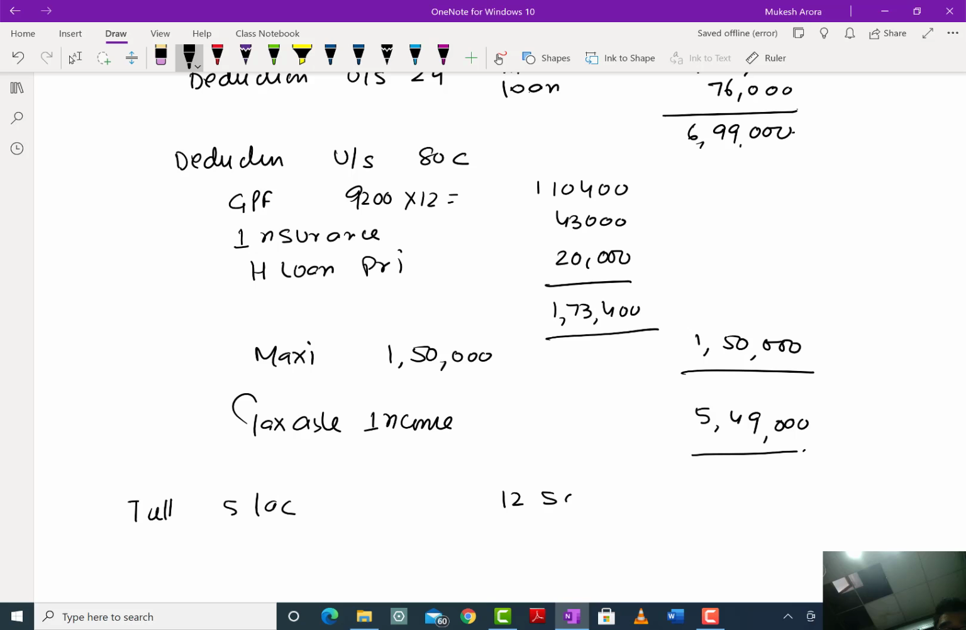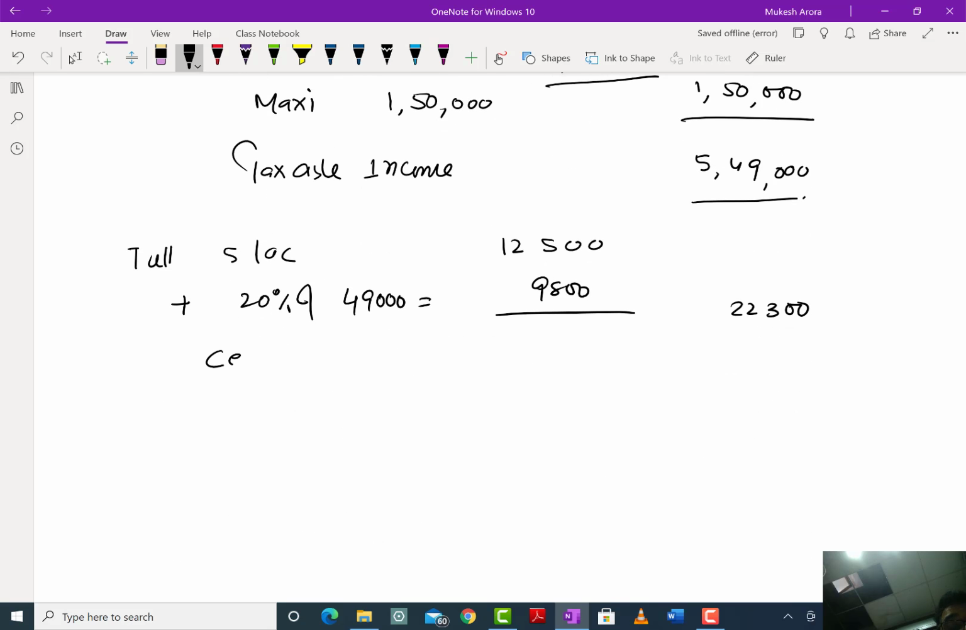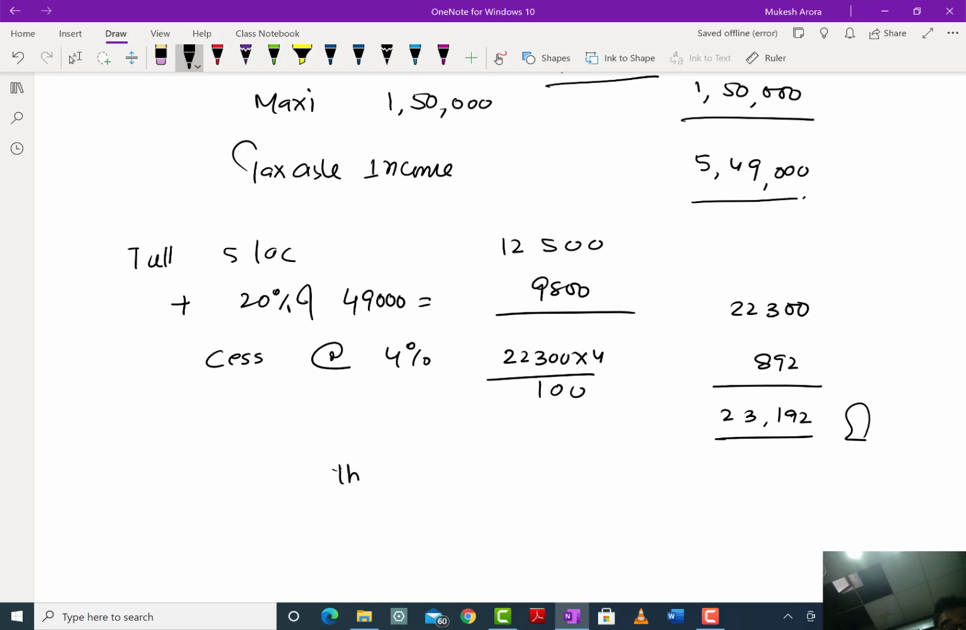So the slab till 5 lakh is 12,500, plus 20% of 49,000, because if you see the slab, 5 to 10 lakh is 20% on the amount exceeding this, 49,000. That comes to 9,800. Total tax comes to 22,300. And we have a cess at the rate of 4% for education and health, that is 22,300 into 4%, which comes to 892, so it is 23,192.